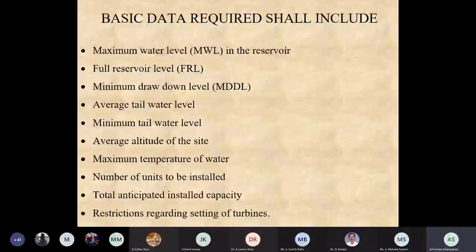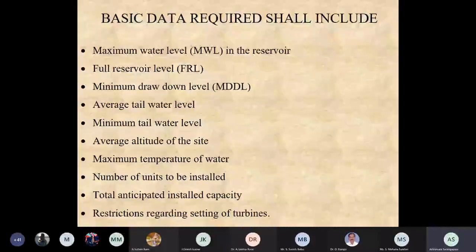And the average altitude of the site, the maximum temperature of the water. We have to be cautious about this, because in some of the projects which I did in Himachal Pradesh, for 2 to 3 months the project will not run, because the upstream of the dam will be frozen and everything will be ice at that time. So for 2 or 3 months I have to shut down my project. So the maximum and minimum temperature of the water is an essential factor to decide about the project.